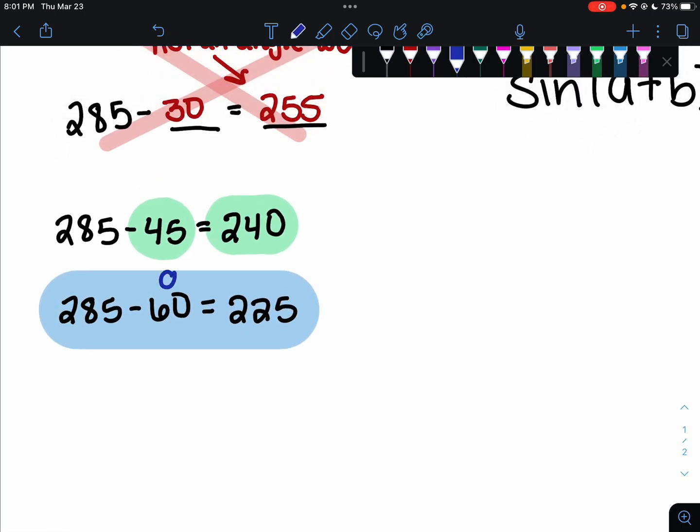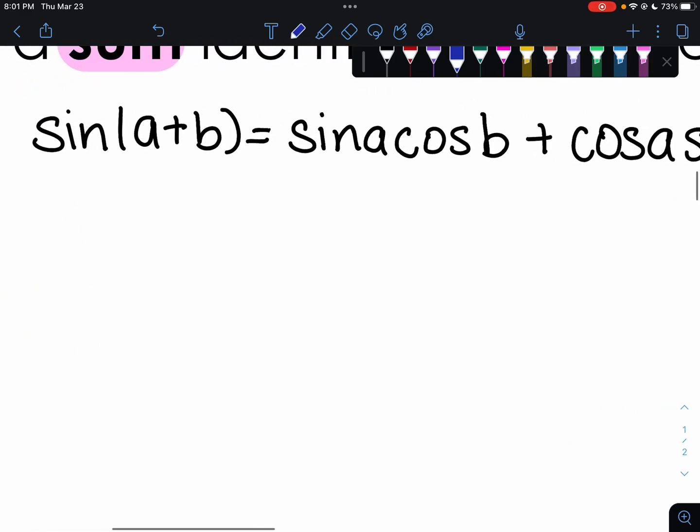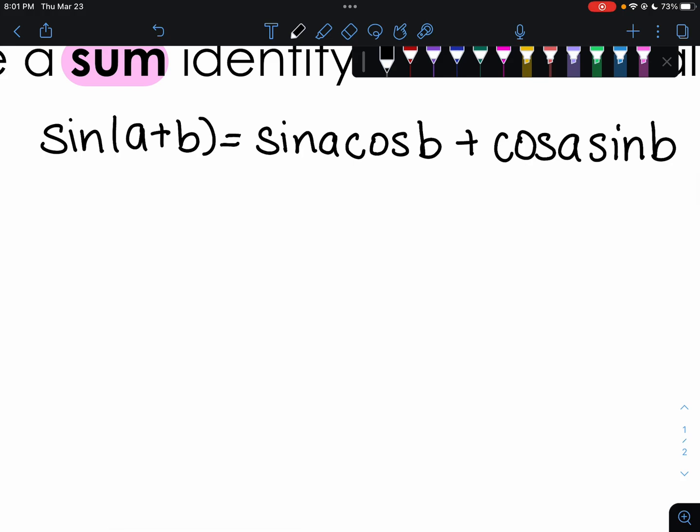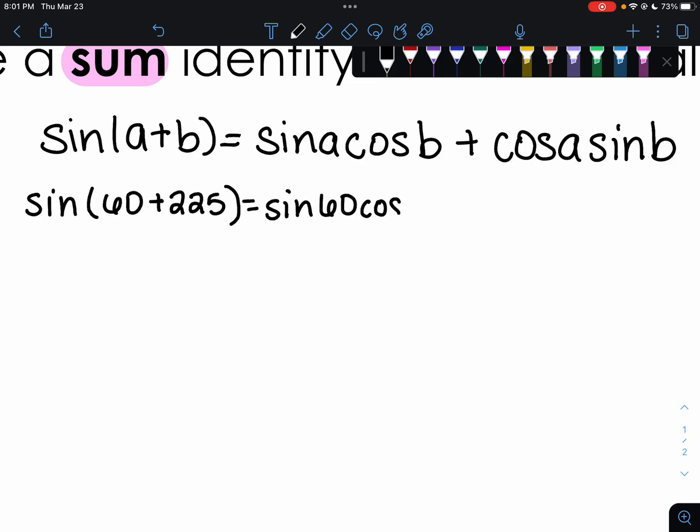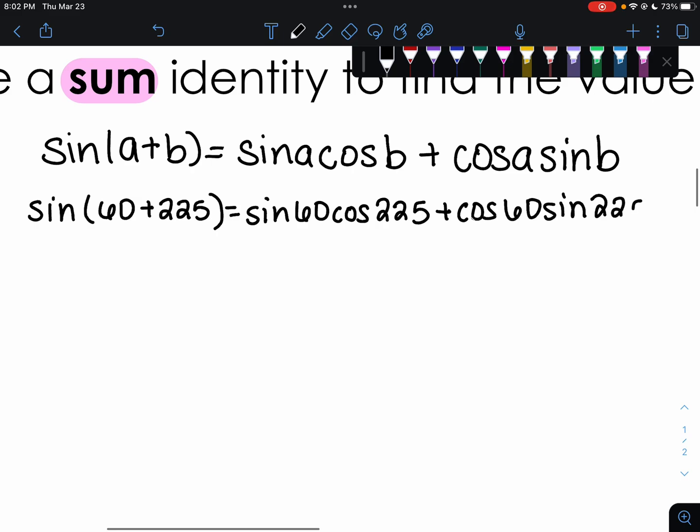Now I didn't break this down, so let me go back a second. What I'm going to do is let 60 degrees be the A value and 225 be the B value. And so anywhere there's an A, I'm replacing it with 60. Anywhere there's a B, I'm replacing it with 225. So that's all I'm doing right here, is replacing. Okay, now we're going to start simplifying.